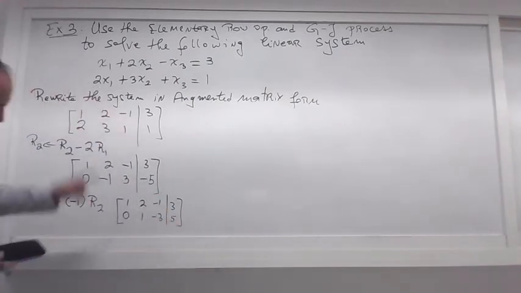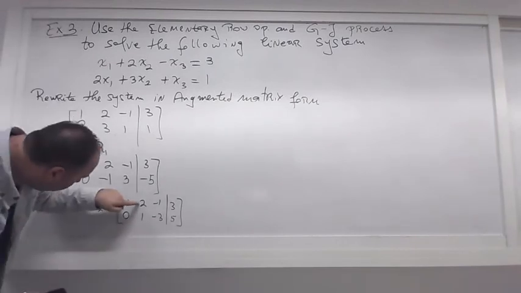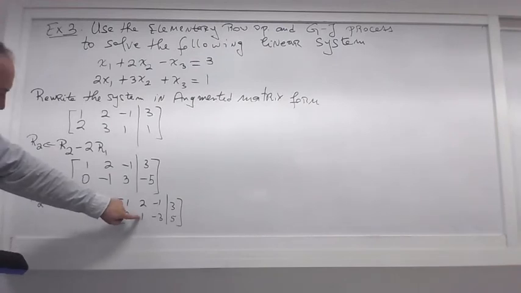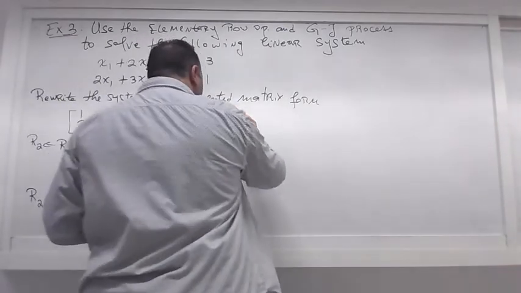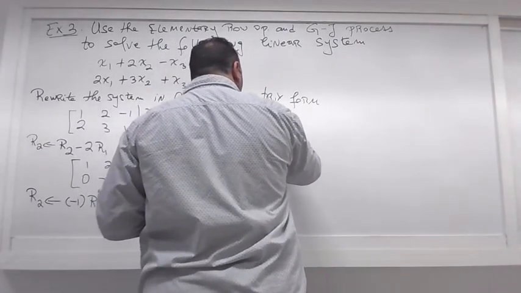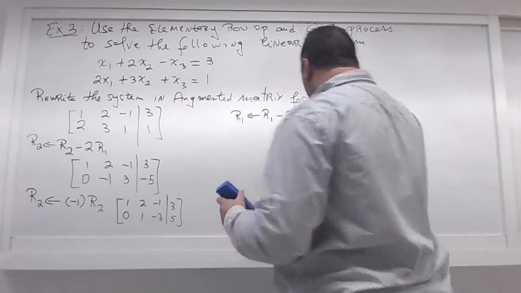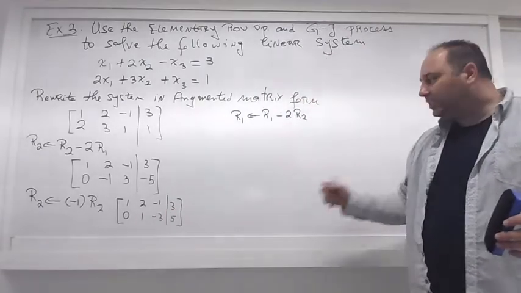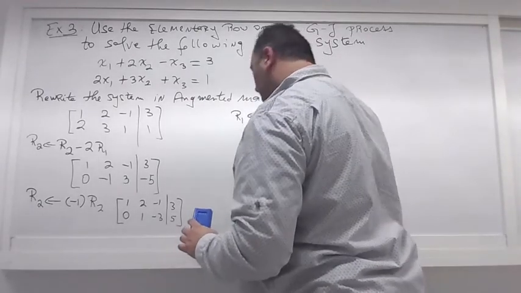So now Gauss-Jordan tells me to use my elementary row operations to produce 0 above my leading entry. So I have my leading entry here, I need to produce 0. How do I do that? Well, replace row 1 by row 1 minus 2 times row 2. Isn't it beautiful when our leading entries are 1? That's why we do it. People were smart to come up with this.